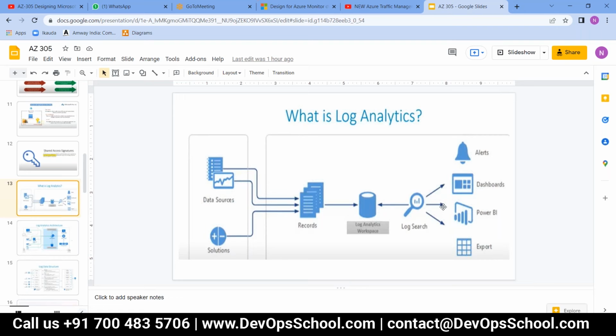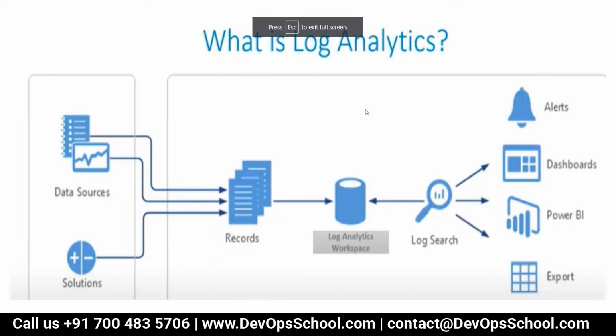Now, how does this work overall? When we say log analytics, we have different data sources and different applications, and from those applications you get logs. The records are nothing but logs, maybe you can say your application metrics. Now they go to the Log Analytics workspace. Then based on the logs, there is an alert mechanism, and dashboards are created to do the analysis.